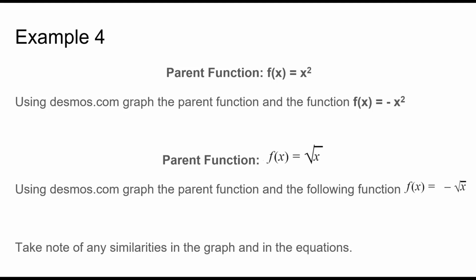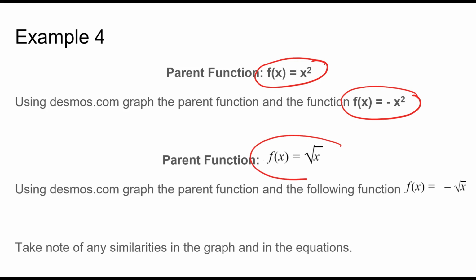Moving right along, we've got the parent function x squared, or the quadratic. Graph that parent function and graph this function below it. Notice what happens. Then graph this parent function and graph this. Notice what happens. Press play when you've got those graphed in Desmos.